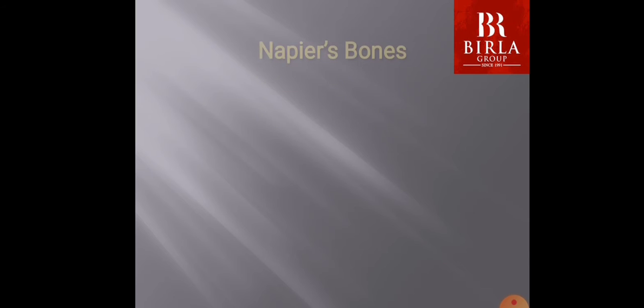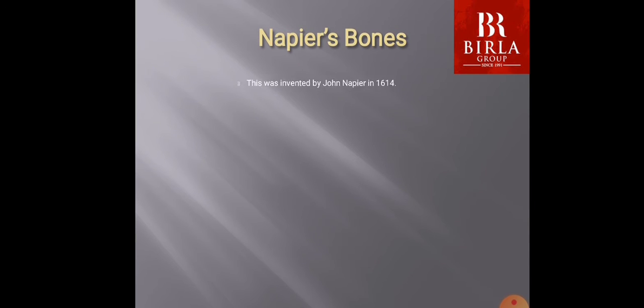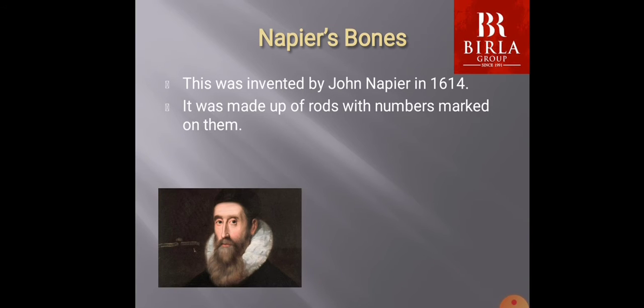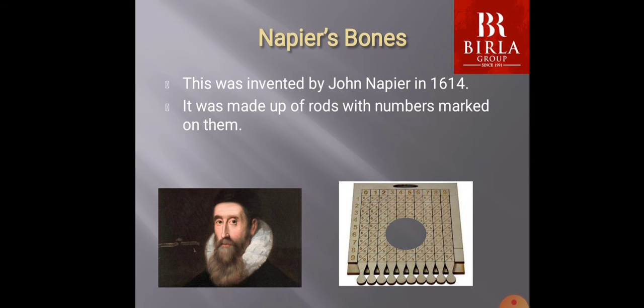Second is Napier bones. This was invented by John Napier in 1614. It was made up of rods with numbers marked on them. Besides addition and subtraction, it was also used for multiplication and division. It looked like this.